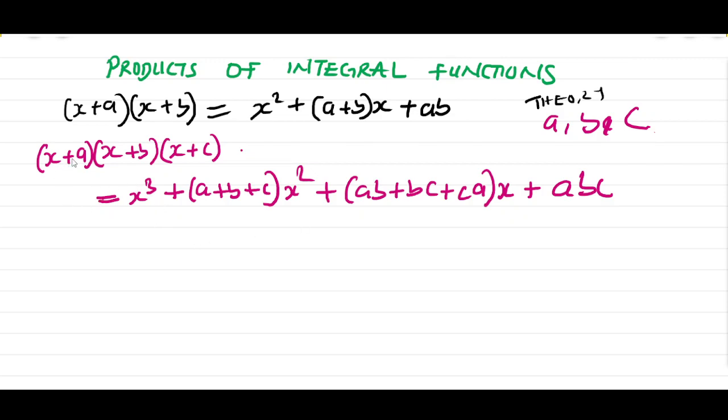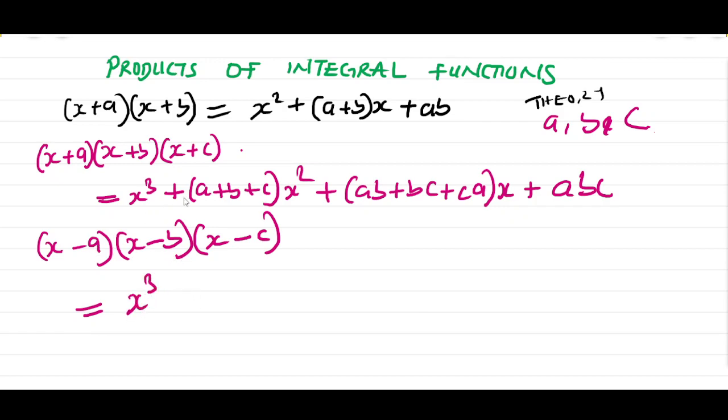Let's investigate. If we change a to negative a, b to negative b, and c to negative c, we'll be having x minus a, x minus b, and then x minus c. Then this will give us x to the third power. There's a minus all through, so we have minus a plus b plus c, x squared. Then each of them will be positive because a and b are both negative, so the product two at a time is all positive, so we have a plus sign: ab plus bc plus ca.